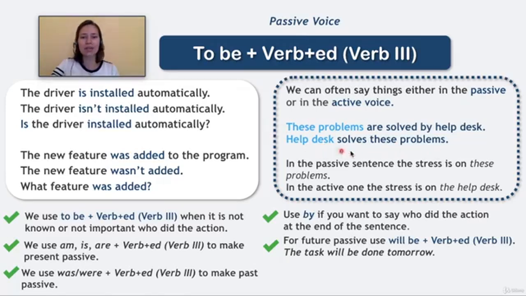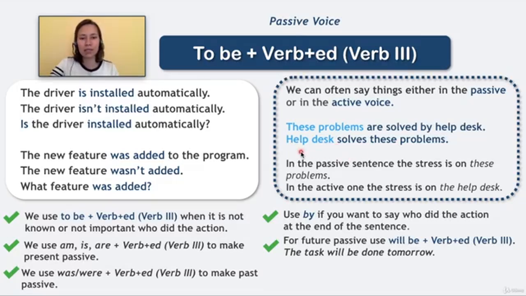Actually, we say the same thing with both sentences. The first one is, as you can see, in the passive voice, because you have to use be and then the verb with ed: are solved. And then you have the active sentence, where you see that the subject of the sentence, the help desk, somebody who does the action, is in the first place. Help desk solves these problems. So help desk does something.